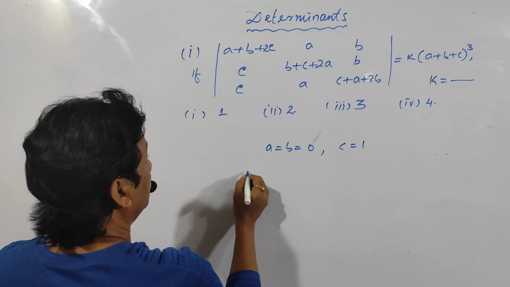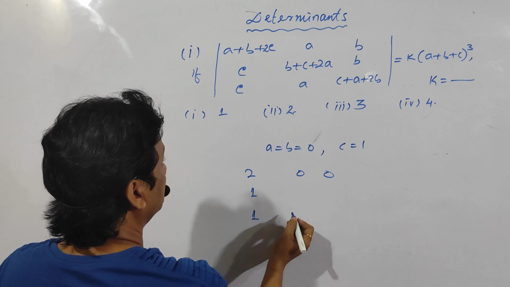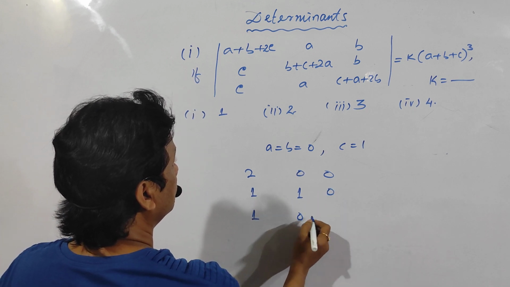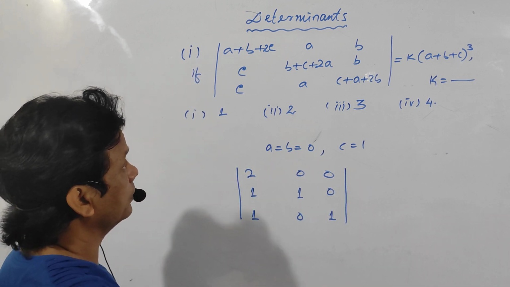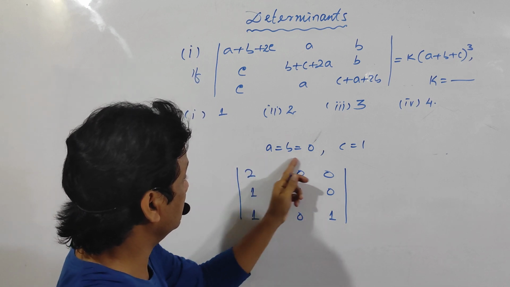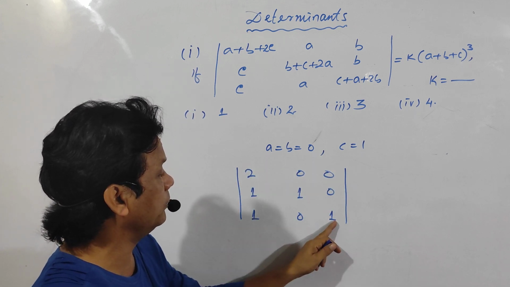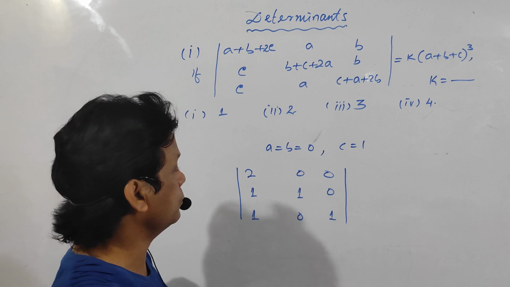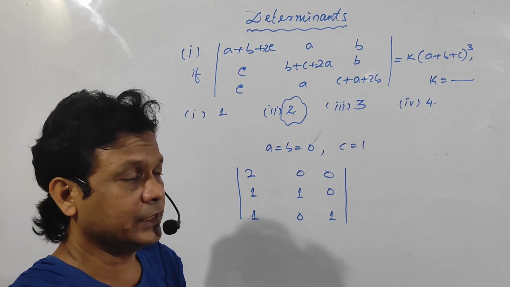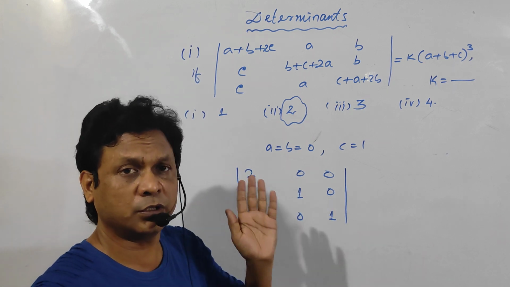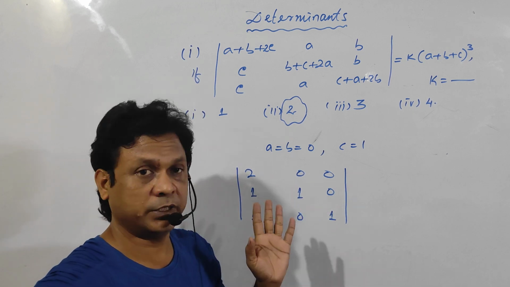So it will be 2, 0, 0. C is equal to 1, this one is 1, this one is 1, this one is 0, this one is 0, this one is 1. Clear? So here, this is a lower triangular matrix, and the determinant of a lower triangular matrix is the product of the diagonal elements. So 2 into 1 into 1, so it is 2, so the answer will be 2, so this one. Clear? So the determinant of a lower triangular matrix or an upper triangular matrix is equal to the product of the diagonal elements. Okay.